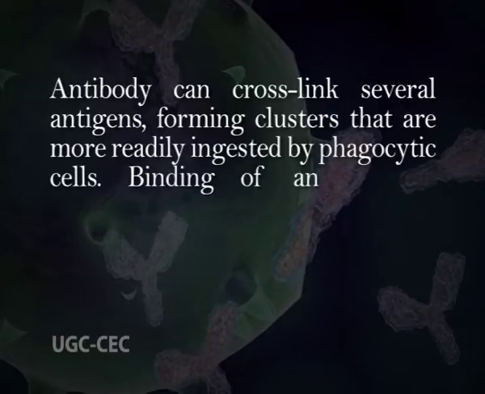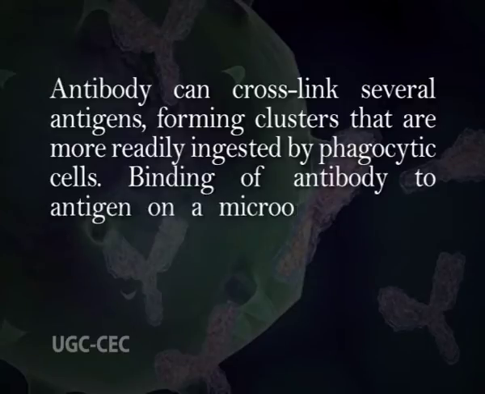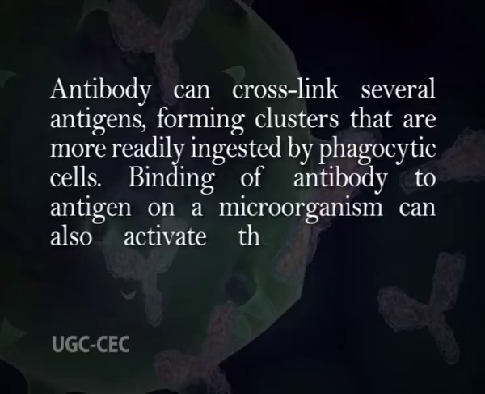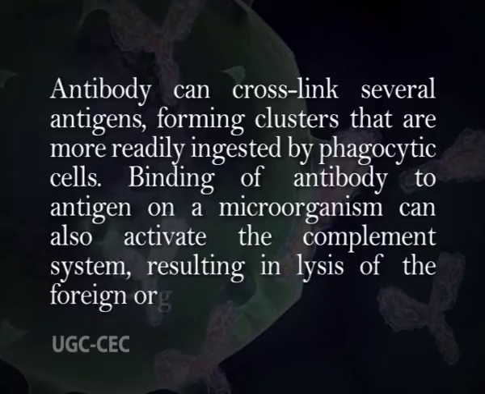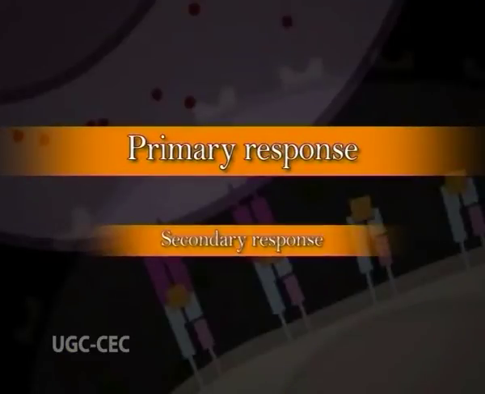Binding of antibody to antigen on a microorganism can also activate the complement system, resulting in lysis of the foreign organism. Antibody can also neutralize toxins or viral particles by coating them, which prevents them from binding to host cells. The primary domain of antibody protection lies outside the cell. Humoral immune response could be in two stages, primary response and secondary response.